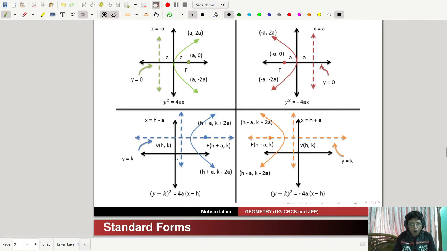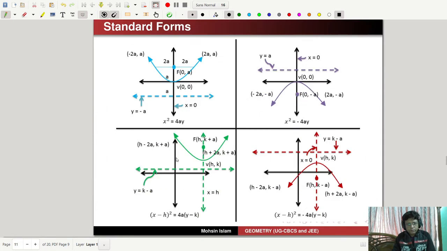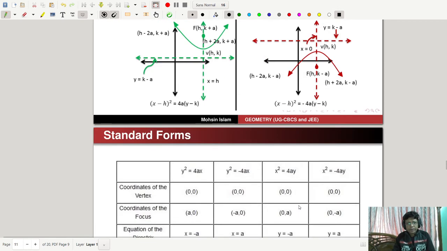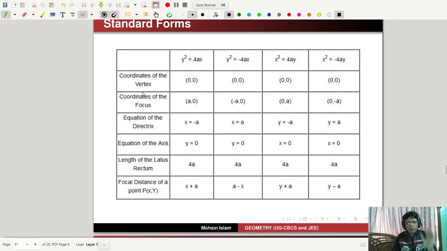If the vertex is not at (0, 0), it will shift the origin. The vertex is shifted to some other coordinate (h, k). Then what will be the equation? That is also a standard form, and I will discuss it. So this is your x square equal to 4ay, x square equal to minus 4ay. Again, if the vertex is not at the origin but shifted to some point (h, k), this is a chart for your better understanding.